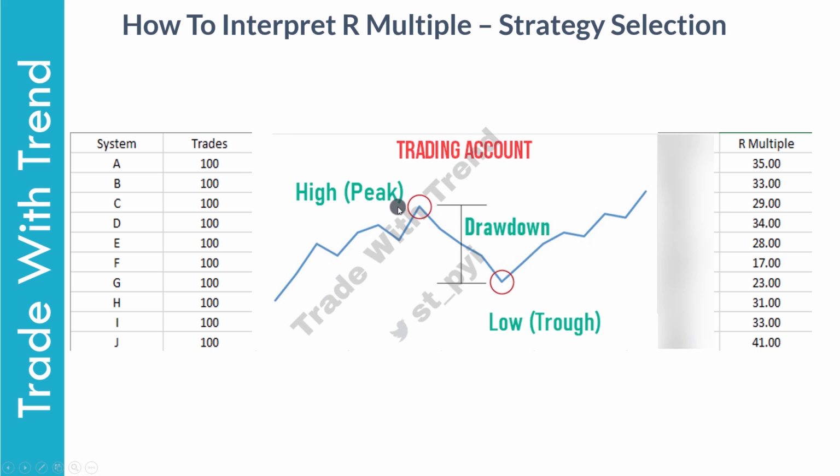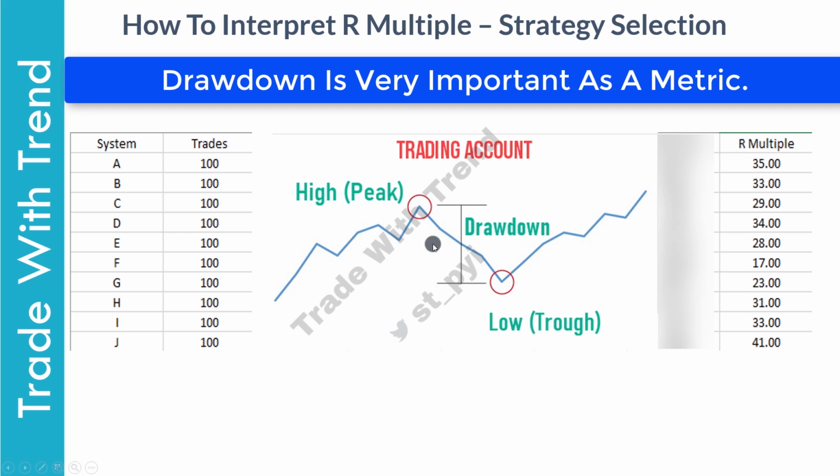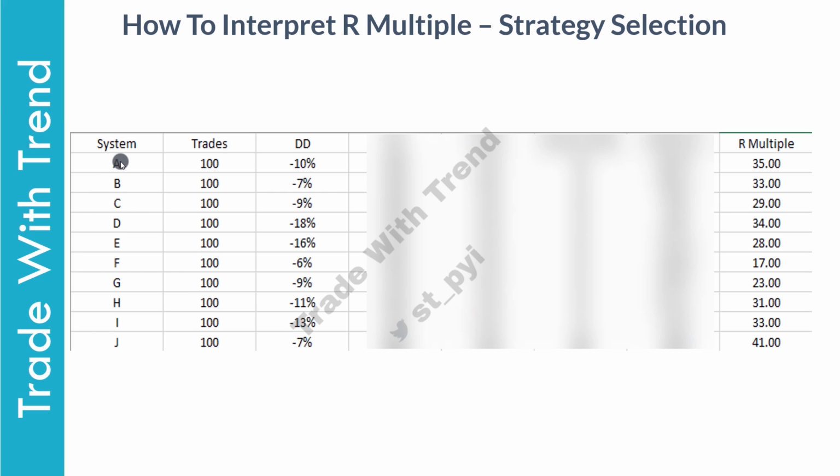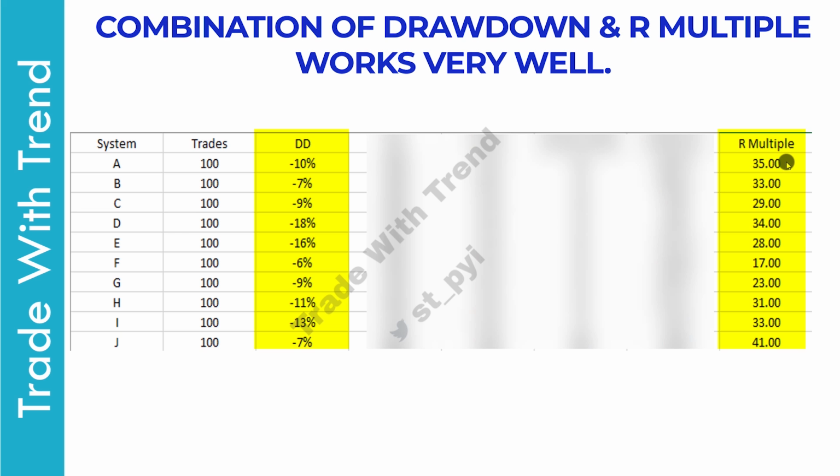Before heading forward, let me take a few seconds to explain what drawdown is. In this chart, I have plotted cumulative profit and loss of a trading portfolio. Drawdown is the difference between the high of the trading account and the low of the trading account, expressed in percentage terms. So this actually represents how much a trading strategy can lose in the market, and hence this is an important metric to track. If you look at this example, system A has a drawdown of 10% and R multiple is at 35.